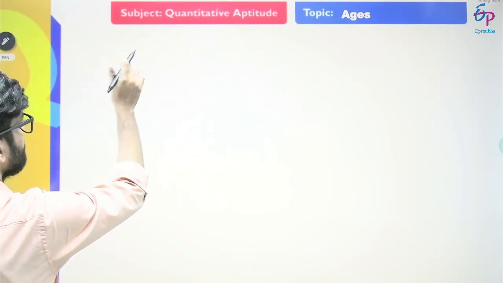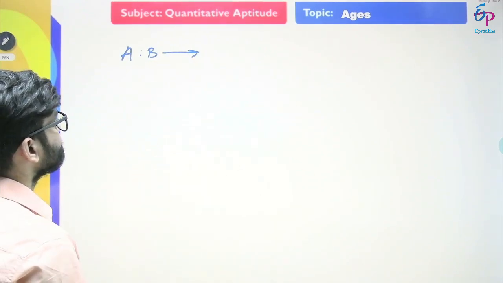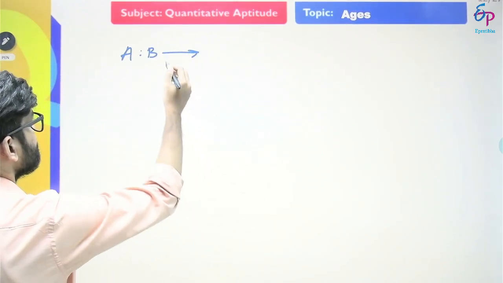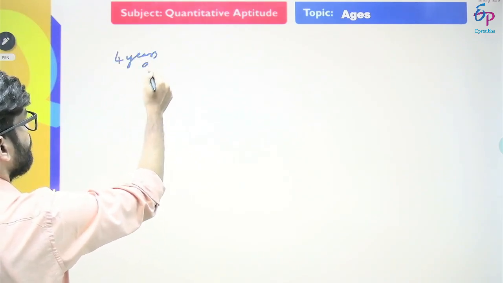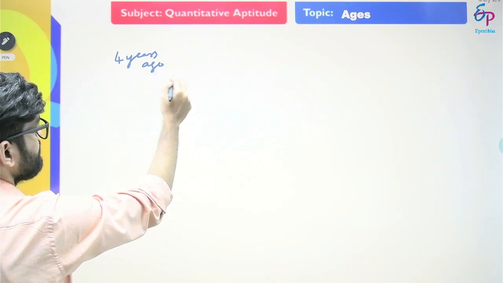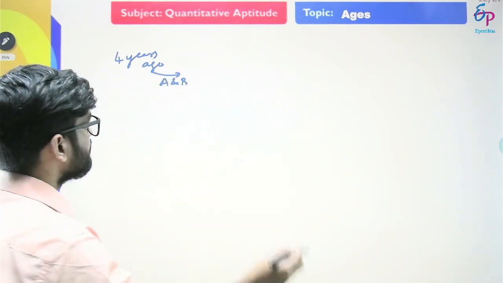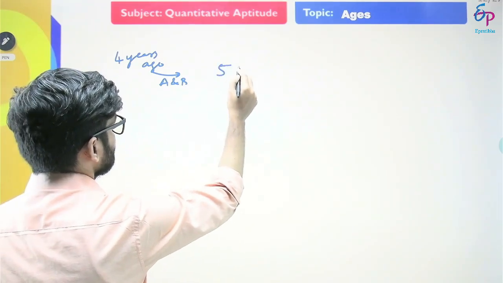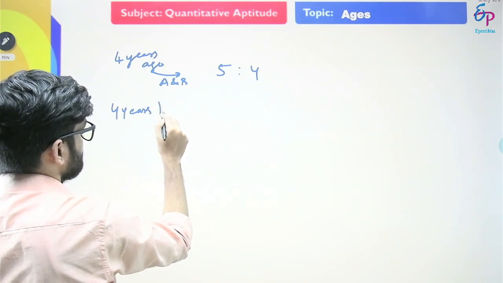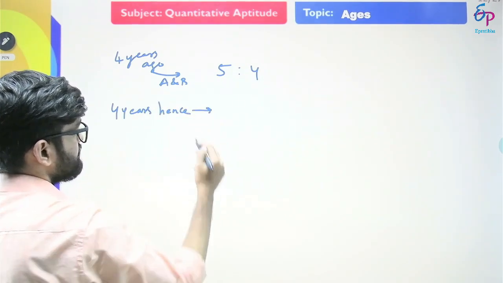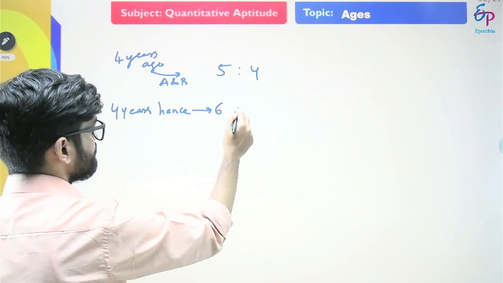Present ages are in the ratio. Suppose present ages of A to B are in the ratio. Not present ages, 4 years ago. 4 years ago, the ages of A and B are in the ratio, let's say 5 is to 4. But after 4 years hence, what does hence mean? 4 years hence means 4 years after. 4 years after, suppose this is 6 is to 5.